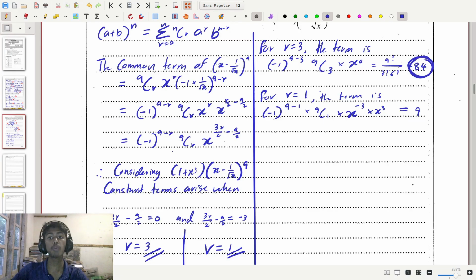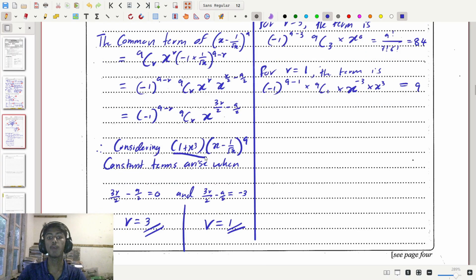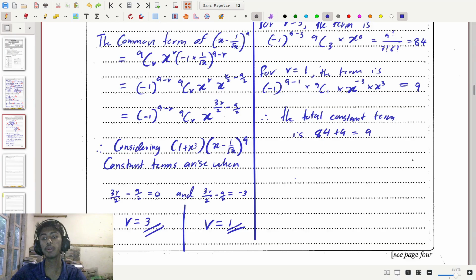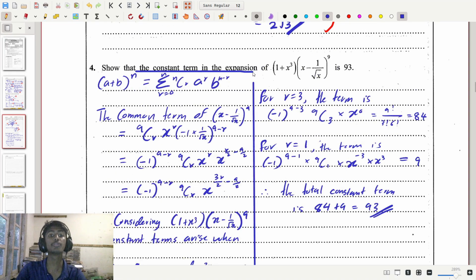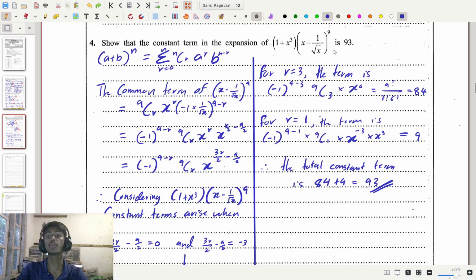So we have the term 84 coming from r equals 3, and we have the term 9 coming from r equals 1. And these two are the only two constant terms that are going to come from 1 plus x cubed times x minus 1 over root x to the power of 9. Therefore the total constant term is 84 plus 9, which is equal to 93, and hence we have shown what they asked us to find. We were asked to show that the constant term in the expression is 93, and we have done so. So with that, we have completed the question.